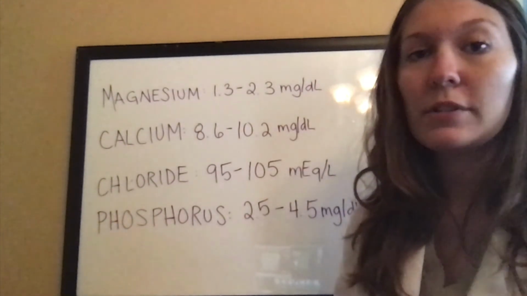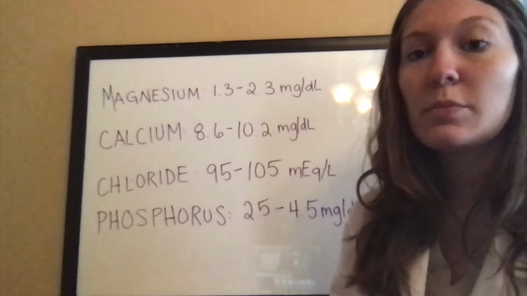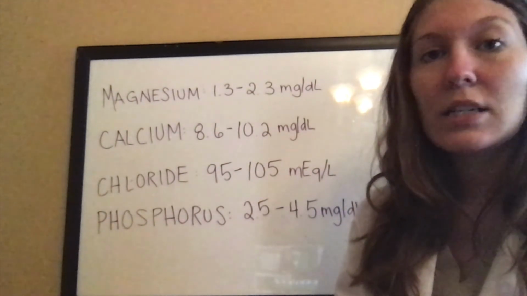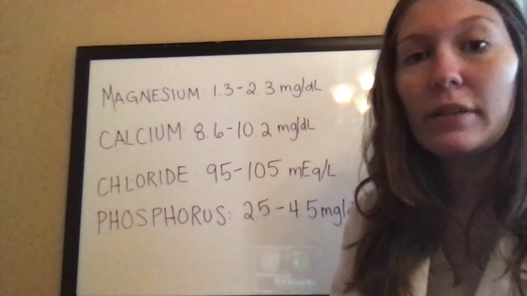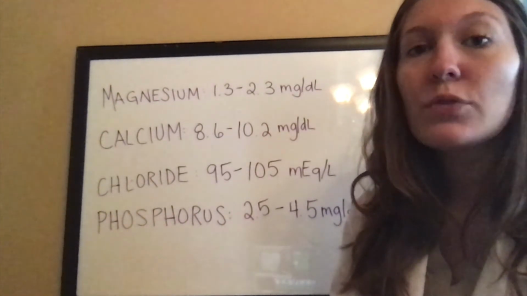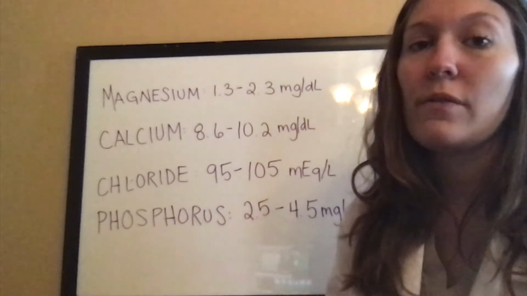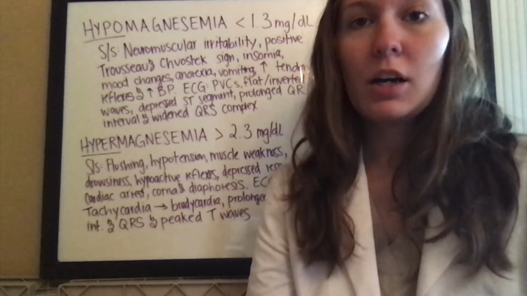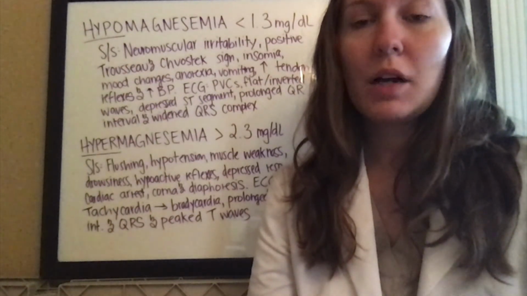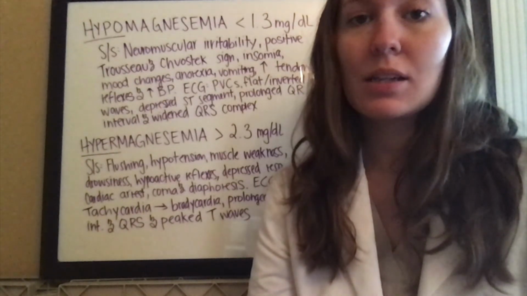Calcium's expected reference range is 8.6 to 10.2 milligrams per deciliter. Chloride's expected reference level is 95 to 105 milliequivalents per liter. And phosphorus's expected reference level is 2.5 to 4.5 milligrams per deciliter. Hypomagnesemia occurs when the serum magnesium concentration is less than 1.3 milligrams per deciliter.